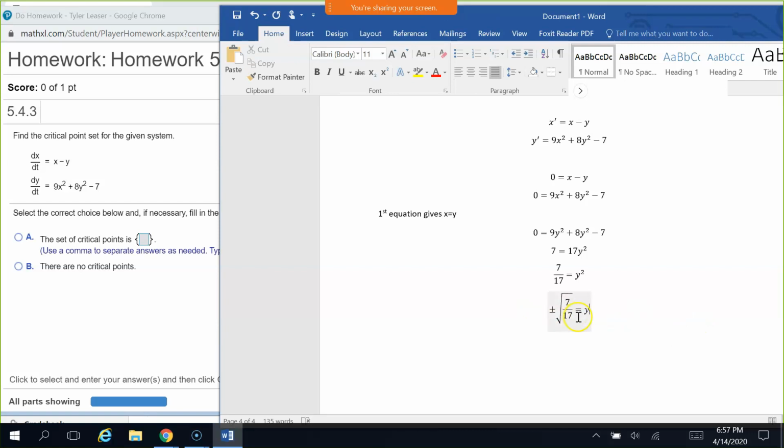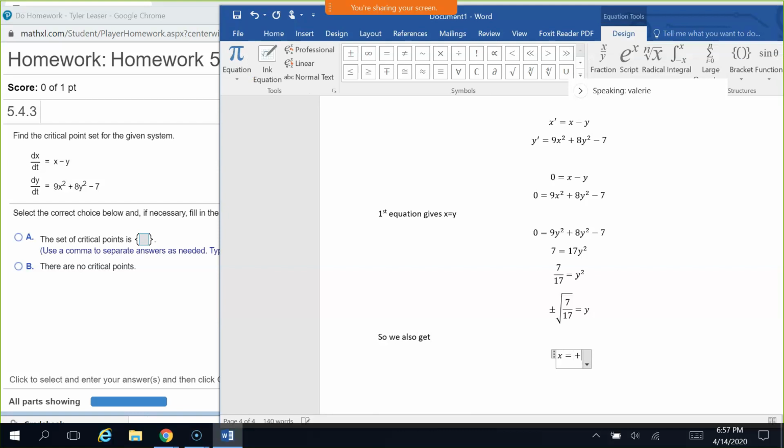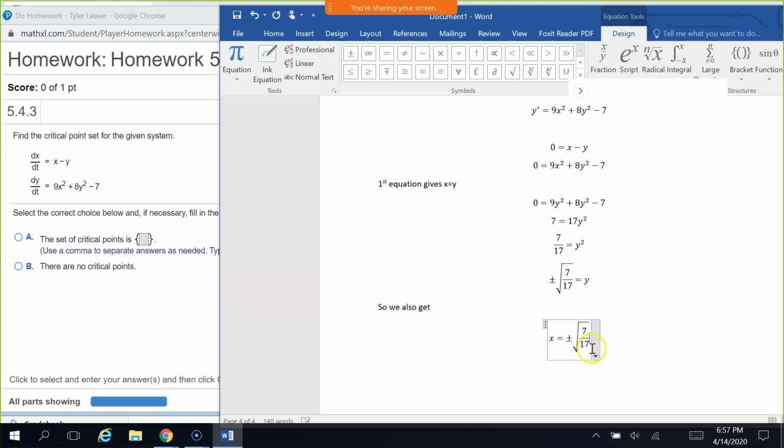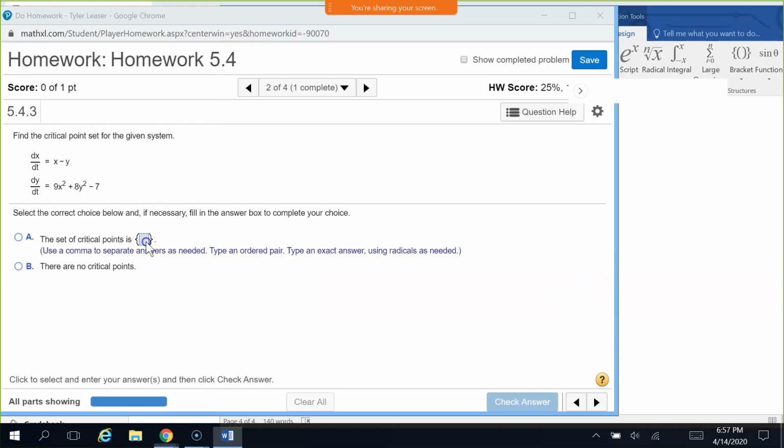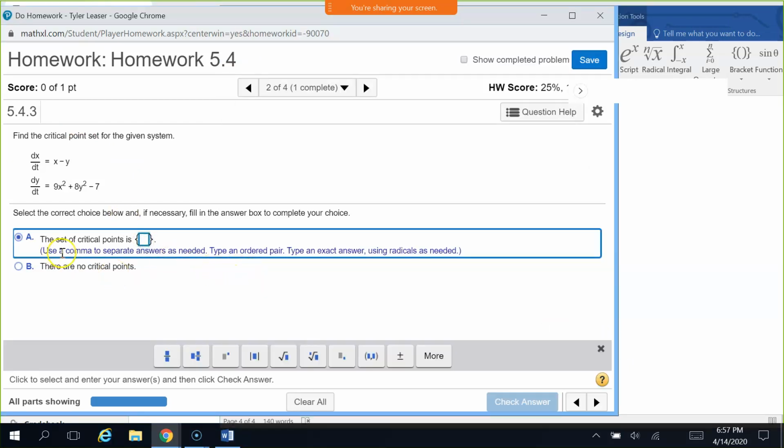But now that you know what the y is equal to, we get the x for free, because remember that x was equal to y. For this example, that's not always going to be the case. And I think that's it. So every single combination of a possible x and a possible y are going to be the critical points over here. So use a comma to separate the answers, type an ordered pair.